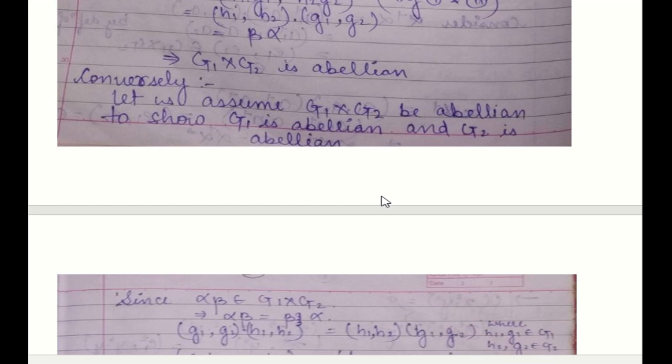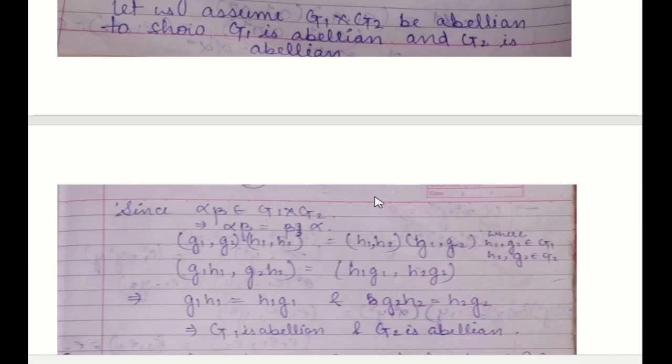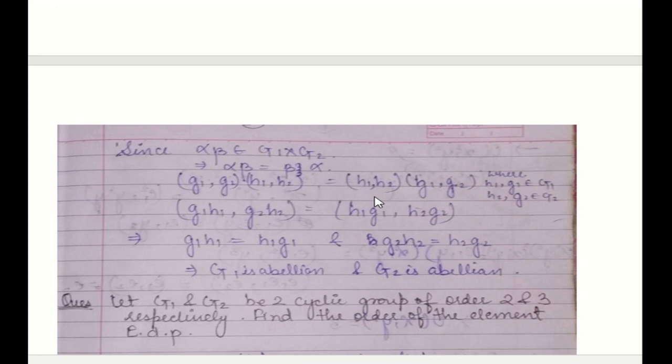Now conversely, we assume that G1 cross G2 is abelian, and we will show that G1 is abelian and also G2 is abelian. For this, let us consider alpha, beta to be any two elements of G1 cross G2. Since G1 cross G2 forms a group, their product alpha beta will also be in G1 cross G2. Also it is abelian, so alpha beta is equal to beta alpha. We have to show G1 is abelian and G2 is abelian.